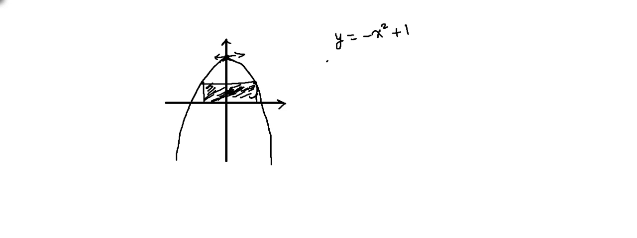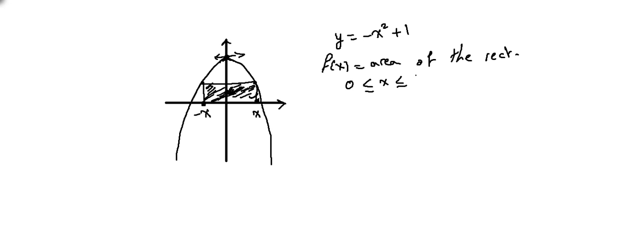The area of the rectangle f of x is the area of the rectangle which is under this parabola. The rectangle under this parabola with vertices, right? Minus x0 and x0. We have two of the vertices of this rectangle, and we have that 0 is less than or equal to x less than or equal to 1. Okay, first we have to find f of half.